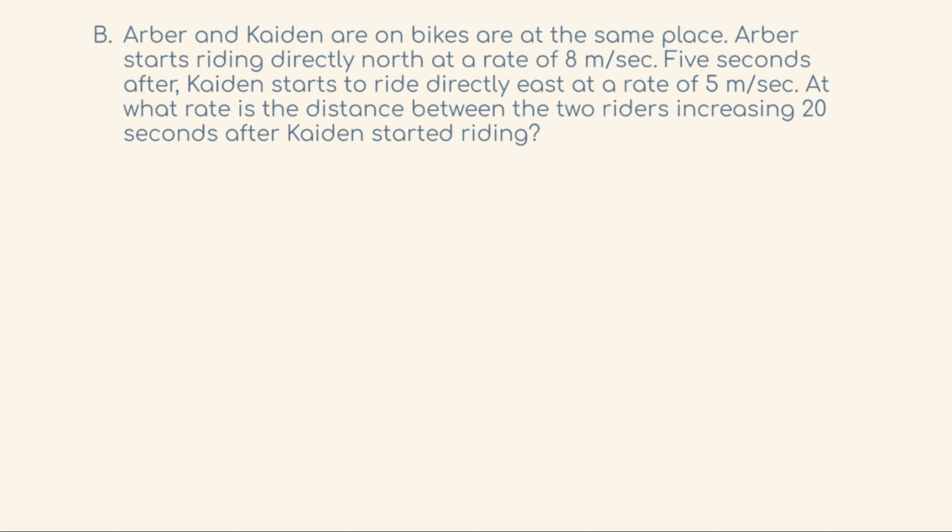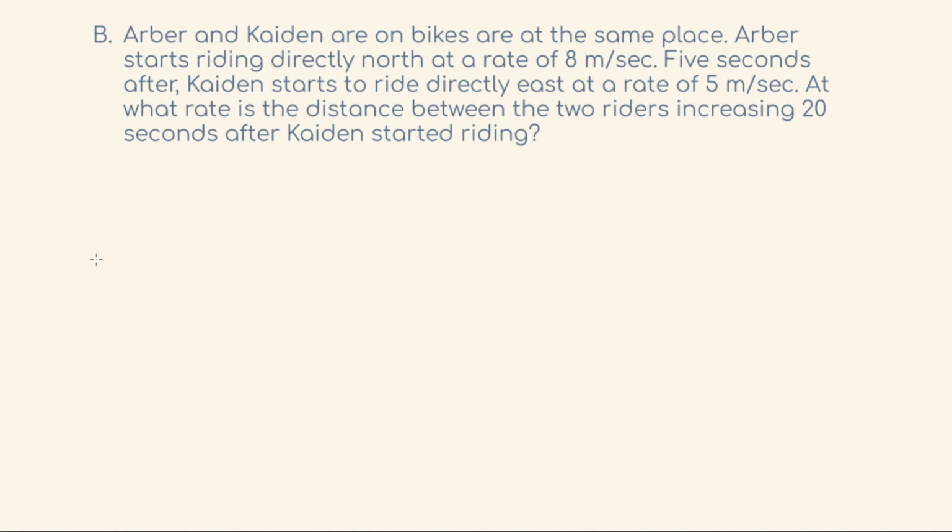All right, question B. So Arbor and Caden are on bikes and are at the same place. Arbor starts riding directly north at a rate of 8 meters per second. 5 seconds after, Caden starts to ride directly east at a rate of 5 meters per second. At what rate is the distance between the two riders increasing 20 seconds after Caden started riding?